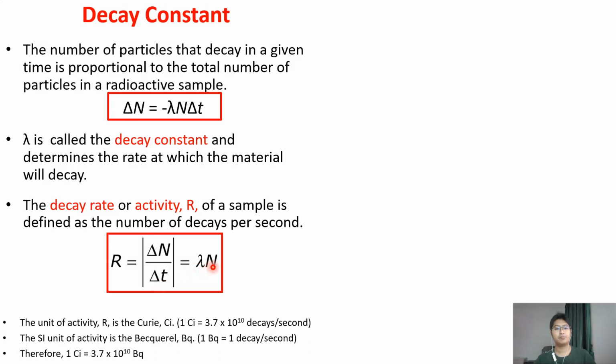The unit of activity R is the curie, symbolized by Ci. 1 curie equals 3.7 times 10 to the power of 10 decays per second. The SI unit of activity is the becquerel, Bq. 1 becquerel equals 1 decay per second. Therefore, 1 curie equals 3.7 times 10 to the power of 10 becquerel.